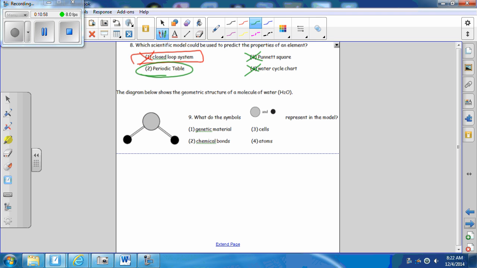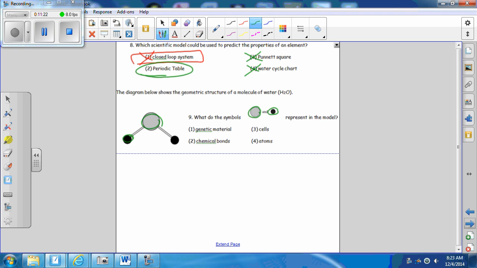I'm going to finish this last question, number 9, and wrap it up and break this apart into 2 parts. So if you need to look at this again at home, you can. What do the symbols, big circle and little circle, represent in the model? Here are the symbols, big circle, little circle. What do they mean in this model? And they're telling you this model is water. So what do they stand for?